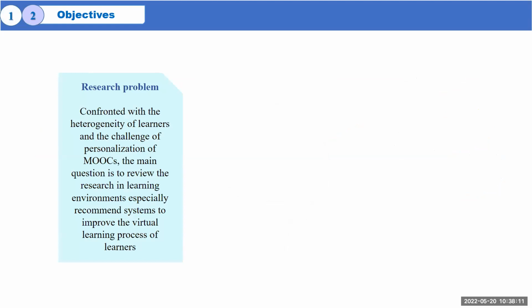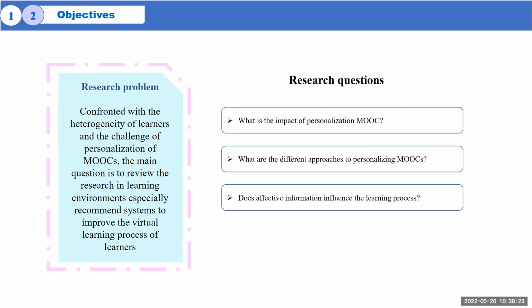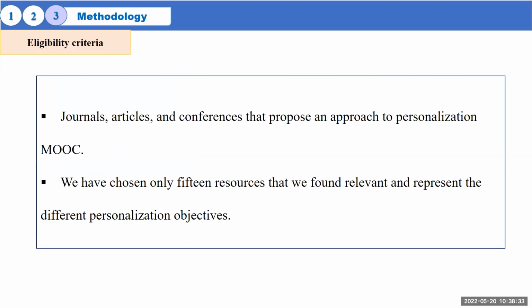Confronted with the heterogeneity of learners and the challenges of MOOCs, the main question is to review the research in learning environments, especially recommender systems. In this context, the present work aims to contribute to answering the following research questions. What is the impact of personalization in MOOCs? What are the different approaches? And does affective information influence the learning process?